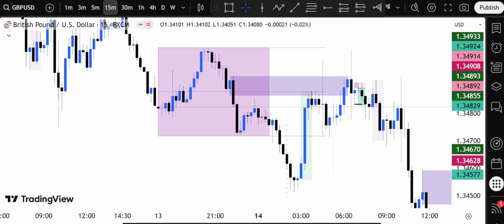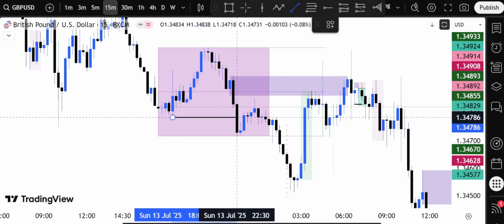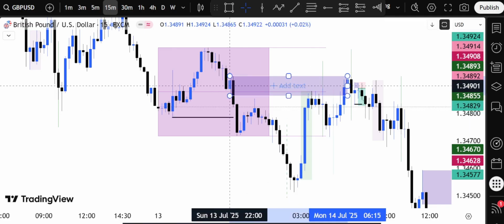On Monday, GBP/USD, we had our first break of structure. Maybe here. Price is doing lower low, lower high, lower low. This is a swing high too, lower high, lower low. So our supply was this one.